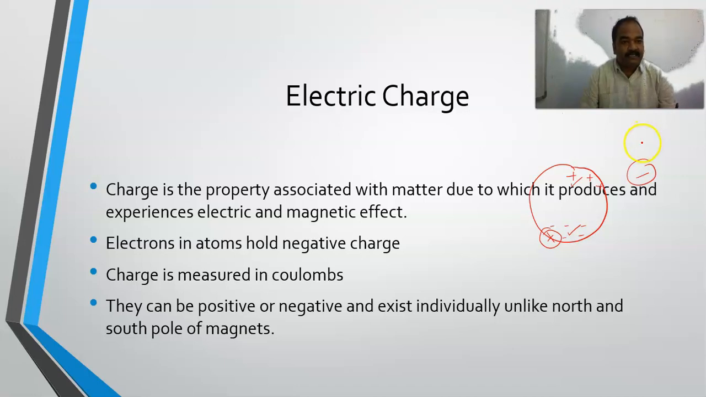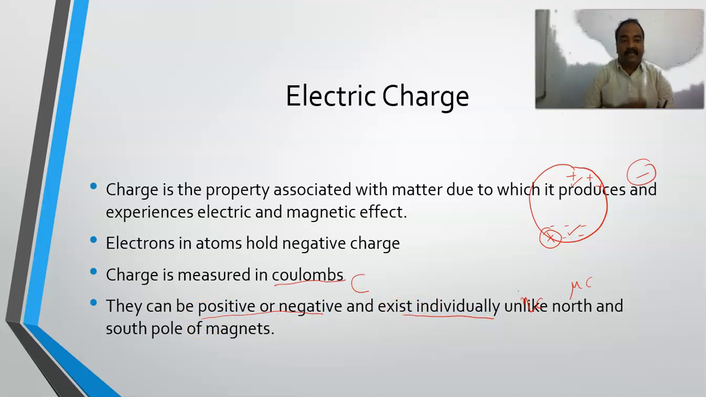Charges are measured in coulombs, as I have already shown you. We will represent it as C. Normally charges are of the order of nanocoulombs, or they might be of the order of microcoulombs. And as I said, they can be positive or negative, and they can exist individually.